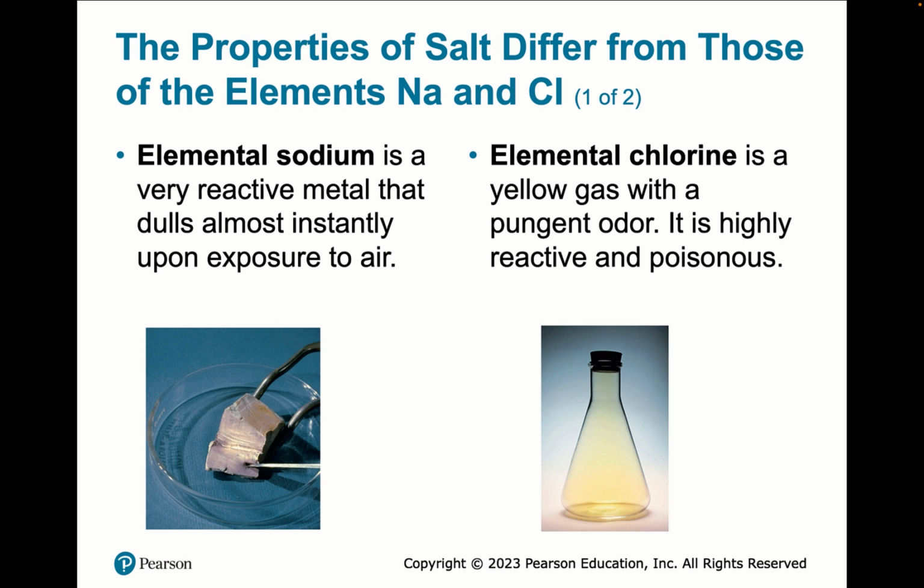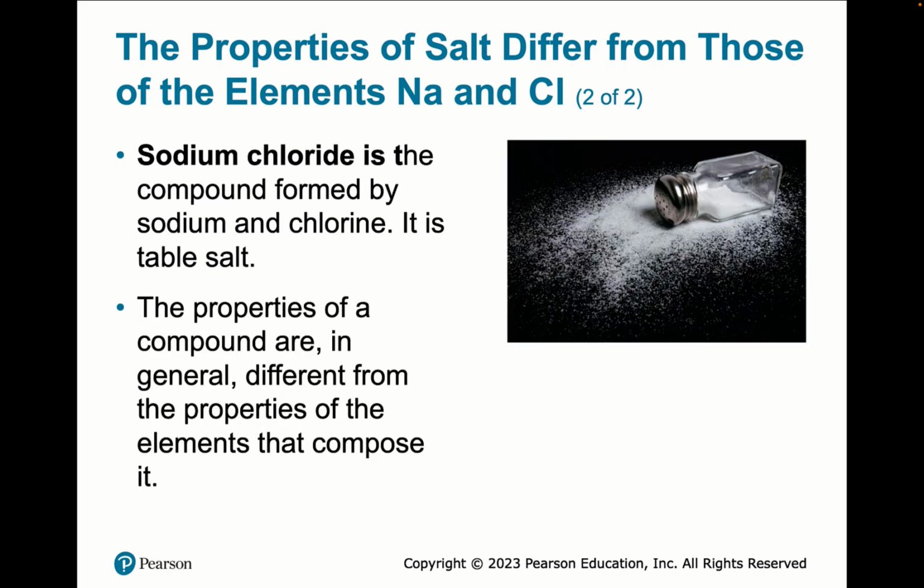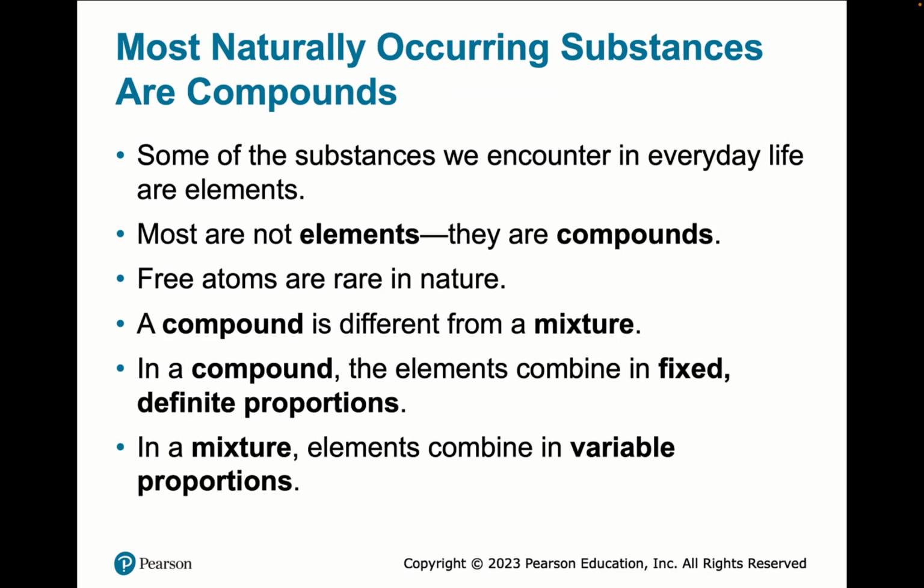So let's look at another example. Sodium is a very reactive metal, and chlorine is a very reactive gas. Both of these are very, very poisonous. They're very reactive, and they can do you quite a bit of harm. But if you react sodium metal and chlorine gas, you form sodium chloride, and this is table salt. This is the most common salt that we have, and it has completely different properties than sodium and chlorine. So this compound is very different.